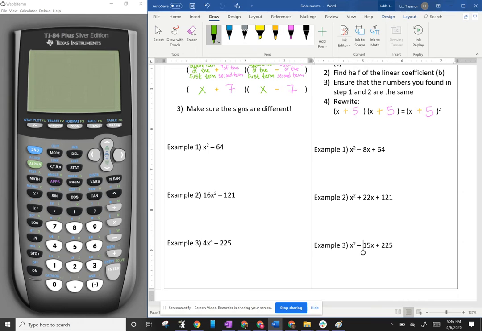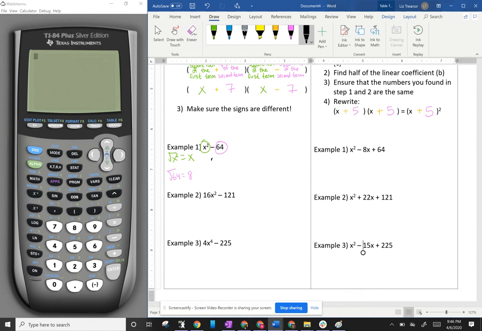So examples 1, 2, and 3, I know they are the difference of perfect squares because each of the first terms is a perfect square, and each of the constants is also a perfect square. So let's start with example 1. The square root of x squared is x, and the square root of 64 is 8.